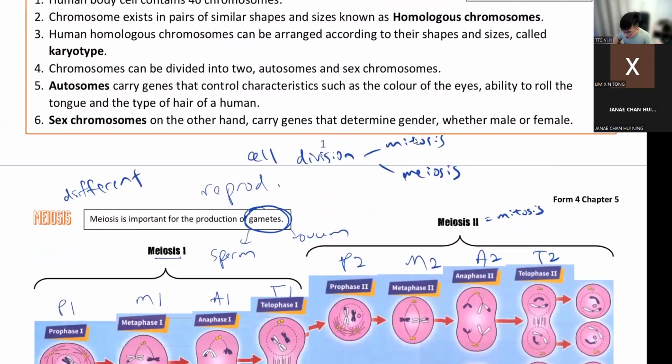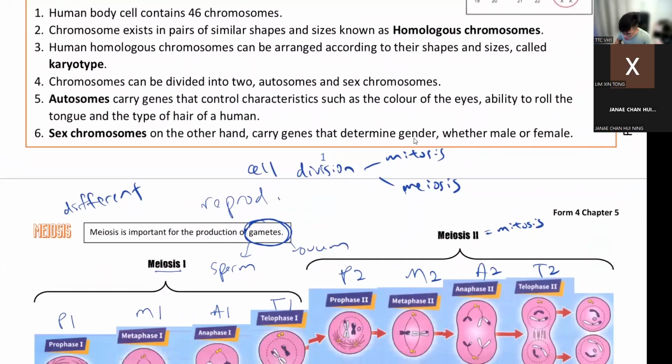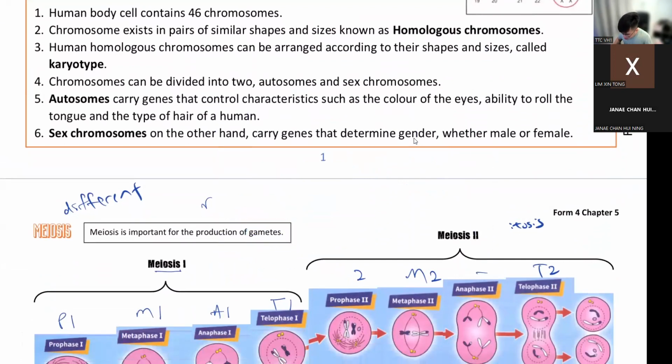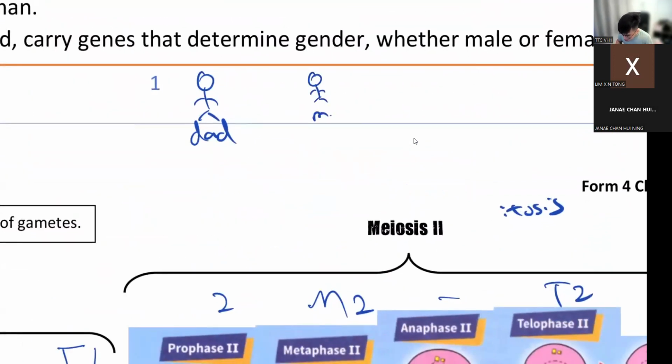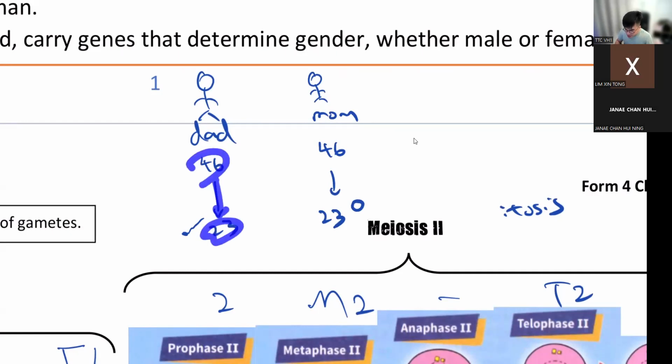Okay, let me do a summary. Remember this story? This is your dad. This is your mom. Your dad has 46 chromosomes. Your mom has 46. Your dad will give you 23. Your dad's sperm has 23. Your mom's ovum has 23 also. So how does your dad choose 23 from that 46?